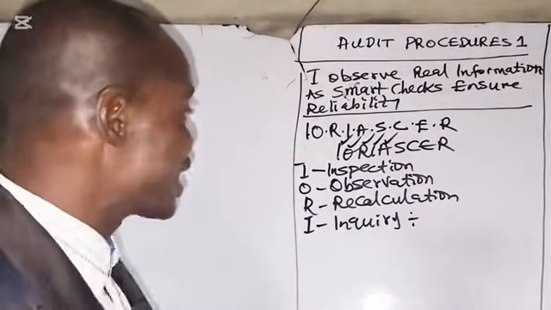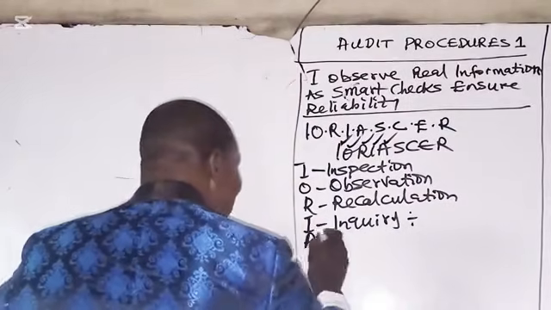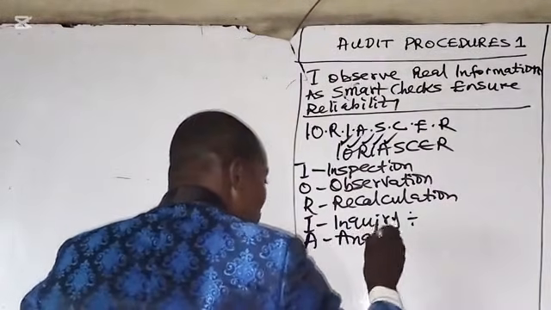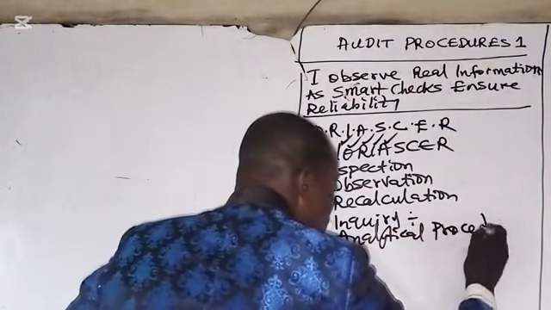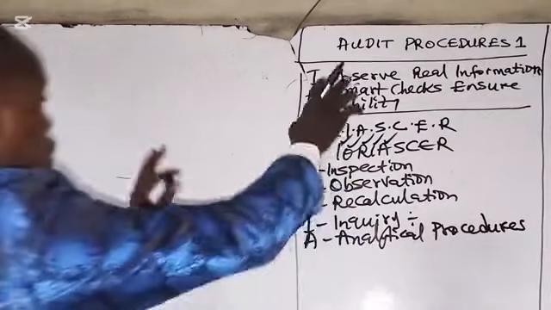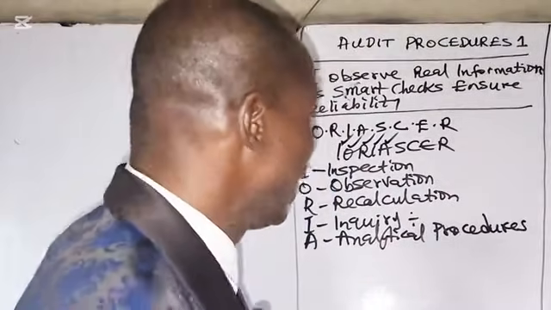Then the next letter is A, and the letter A stands for analytical procedures. Don't forget, I will still give you a song you can use to remember the whole process at the end of the video.